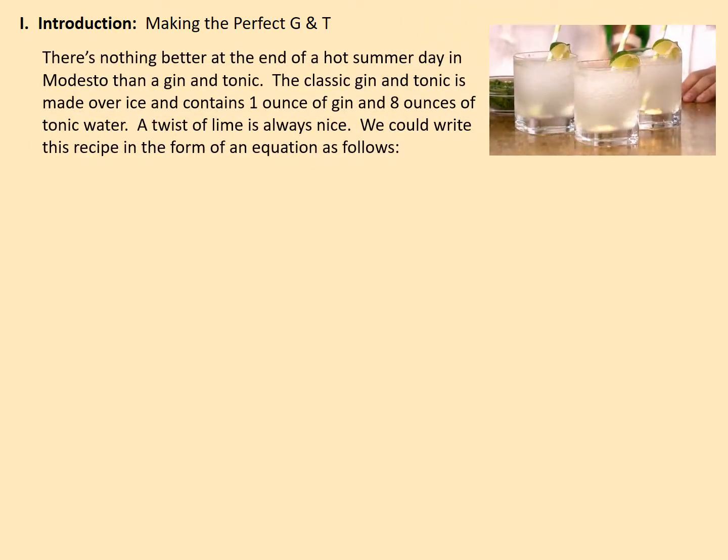So I say there's nothing better at the end of a hot summer day in Modesto than a gin and tonic. The classic gin and tonic is made over ice and contains 1 ounce of gin and 8 ounces of tonic water. A twist of lime is always nice. We could write this recipe in the form of an equation as follows. That is 1 ounce of gin plus 8 ounces of tonic water yields 1 gin and tonic.